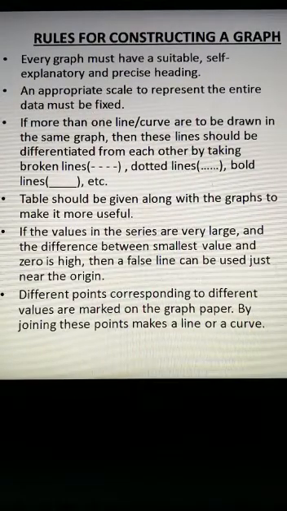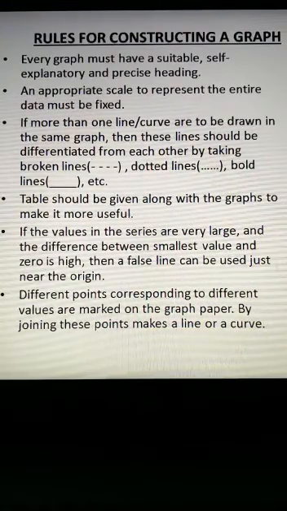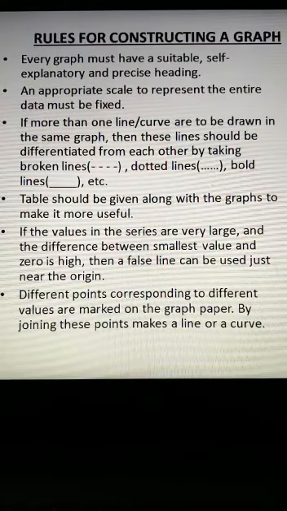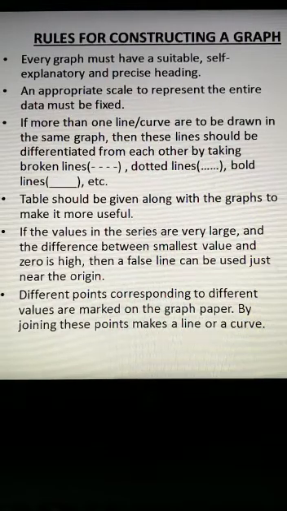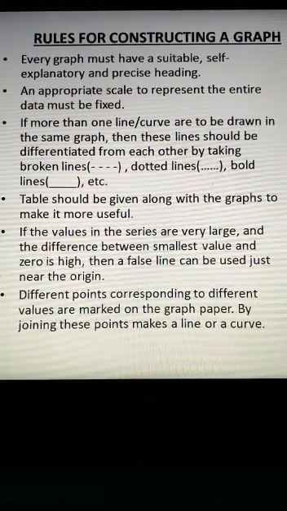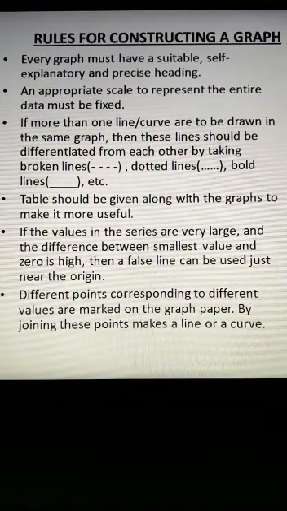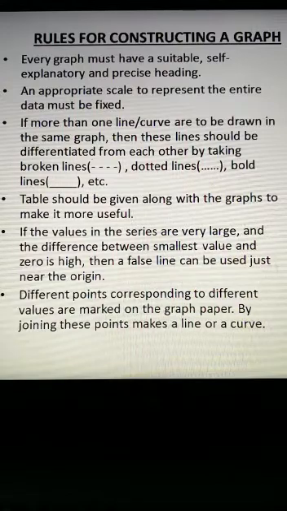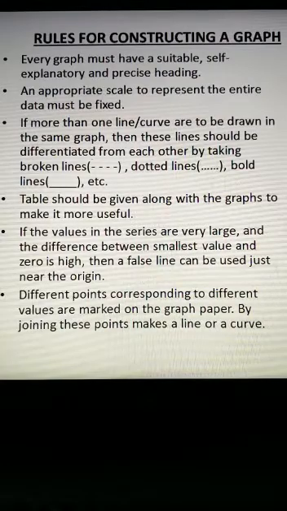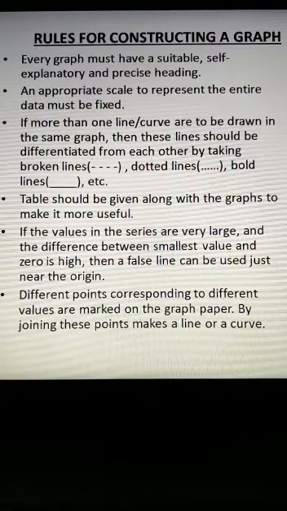And then we have to give a table. The table for which we are making the graph is to be given there itself so that it is very clear and referable, right? And if the values are more, that is, after 0 the first smallest value has a big difference from 0, then we'll have to go for a false line, right? And then we have to mark different points corresponding to different values on the graph paper, and then we'll have to join each point and we will get either a line or a curve.